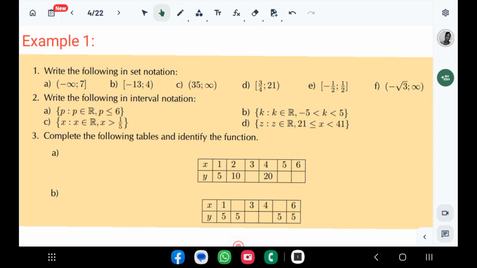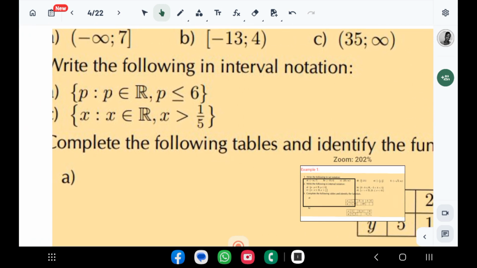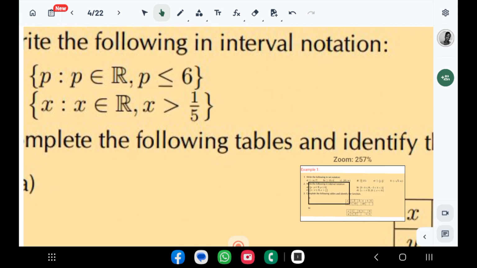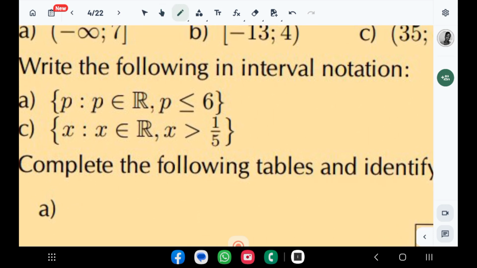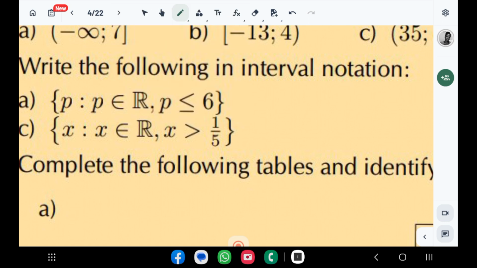All right, let's look at number 2. Example number 2 says write the following in interval notation. So we've got all these set notations to convert to interval notation, which should be very easy. Okay, let's blow this up so you can see what we're dealing with. Okay, now let's reduce. All right, so this is all numbers less than or equal to 6. So we're dealing with negative infinity, and then 6 is included, so we have a square bracket.